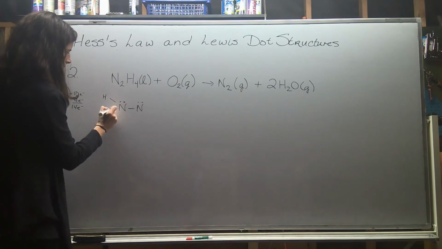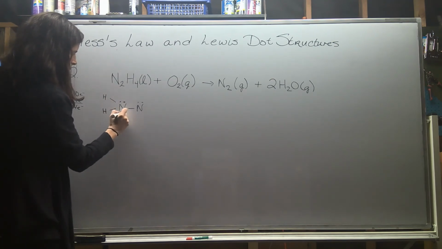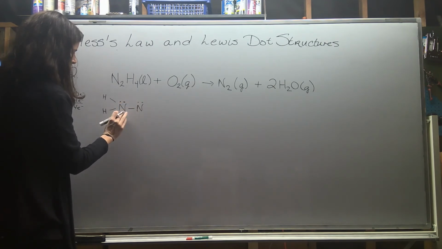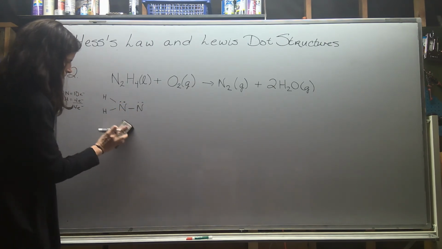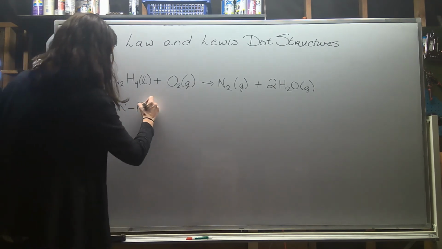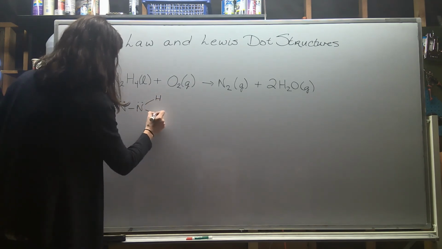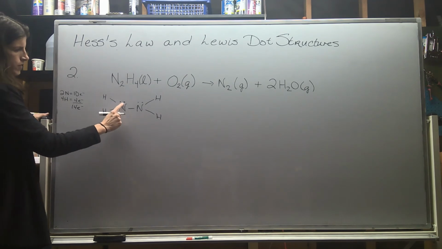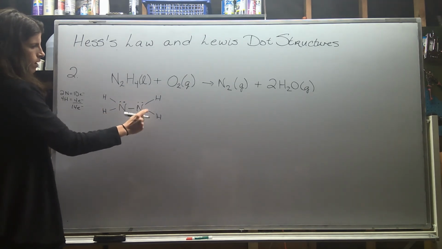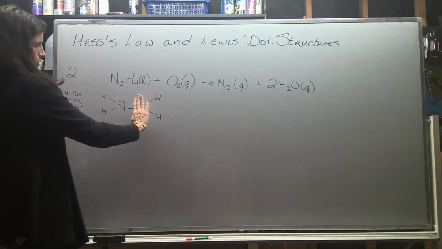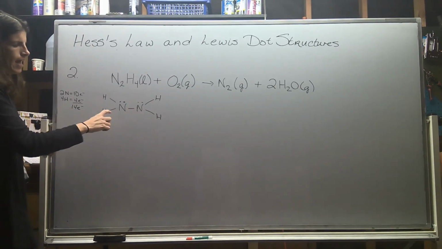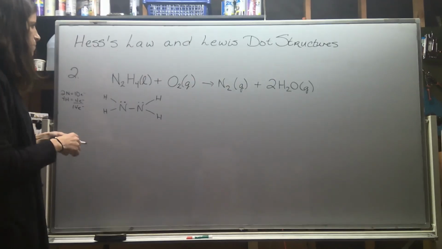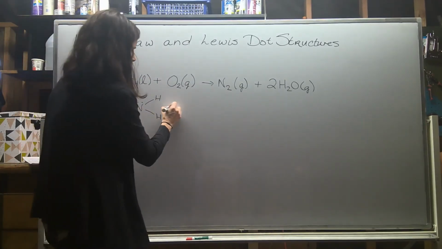And so we're going to get something that looks like this. So 2, 4, 6, 8, 10, 12, 14. And then if we look at each nitrogen, it has 8, 2, 4, 6, 8 around it, so the octet rule is satisfied. Oxygen gas, we did that in the previous problem.